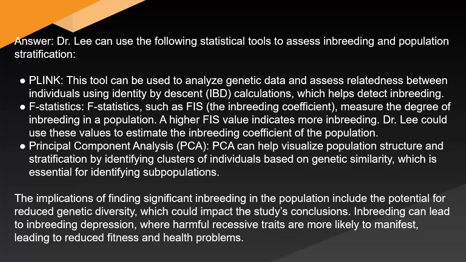This tool can be used to analyze genetic data and assess relatedness between individuals using identity by descent calculations, which helps detect inbreeding. Statistics such as FIS, the inbreeding coefficient, measure the degree of inbreeding in a population. A higher FIS value indicates more inbreeding. Dr. Lee could use these values to estimate the inbreeding coefficient of the population.